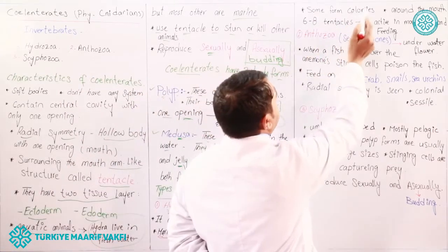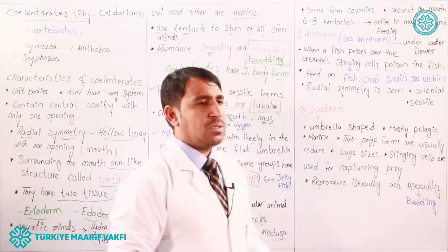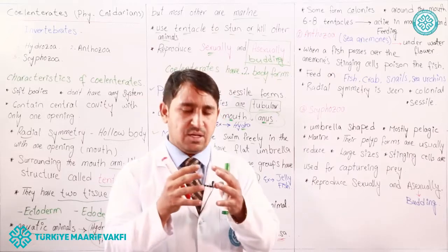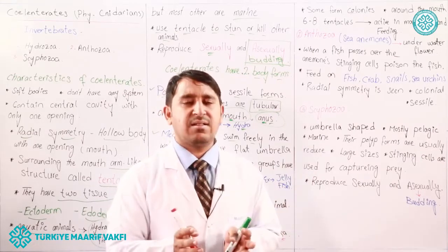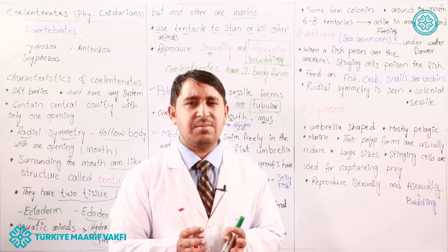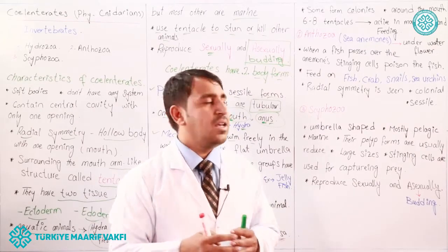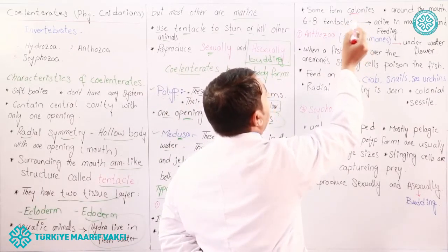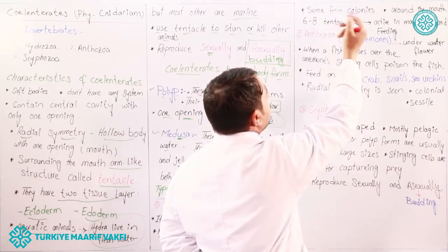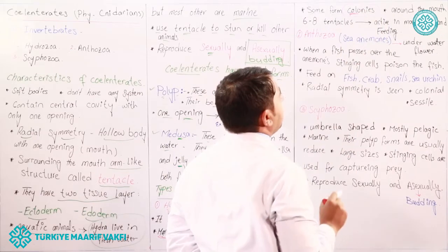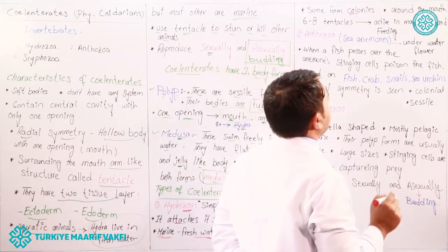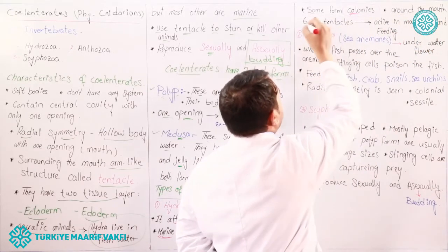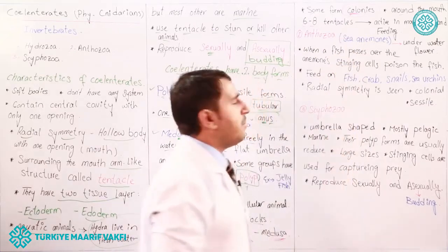Some form colonies, or some hydrozoa are living together and their life is together with each other. This type of life in which the living organisms live together is called colonial life. So some of the hydrozoa live in colony structure. In other characteristics, around the mouth they have 6 to 8 tentacles, arm-like structures.